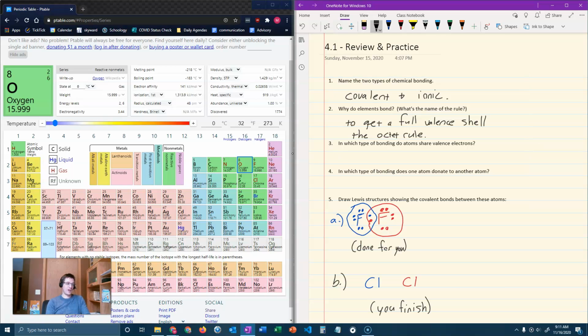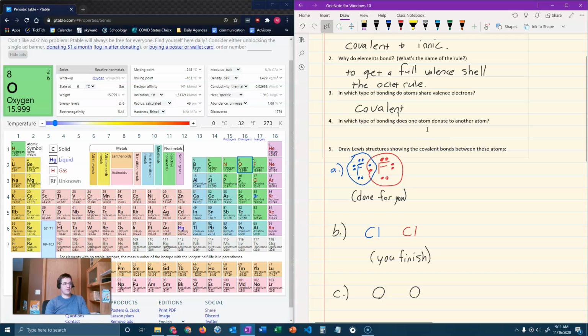Okay, the type of bonding where they share is covalent. Covalent means shared valence. Item number 4, in which type of bonding does one atom donate to another atom that accepts an electron? So this is the other type of bonding. I'm not going to make you pause for this one. If you've been paying attention, that one's pretty obvious.